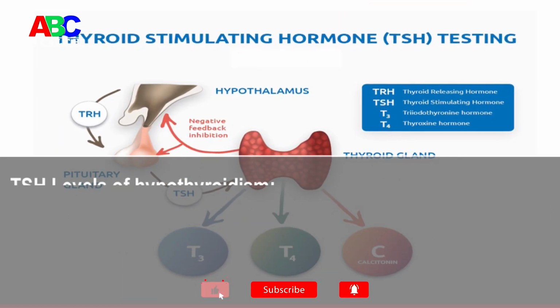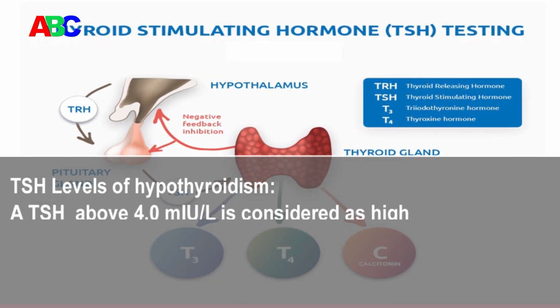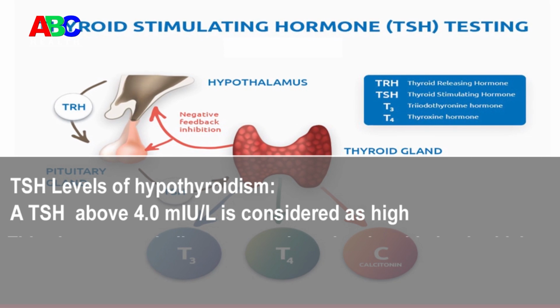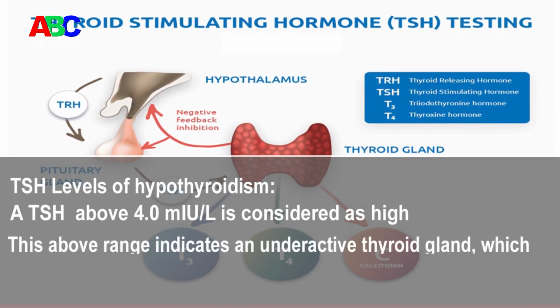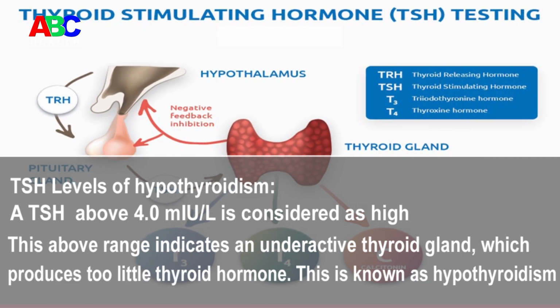TSH levels of hypothyroidism. A TSH above 4.0 mIU/L is considered high. This above-range level indicates an underactive thyroid gland, which produces too little thyroid hormone. This is known as hypothyroidism.